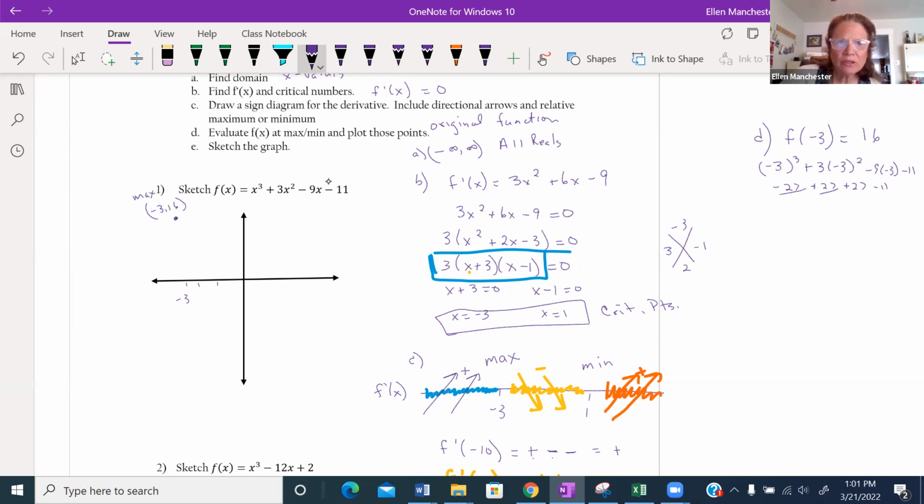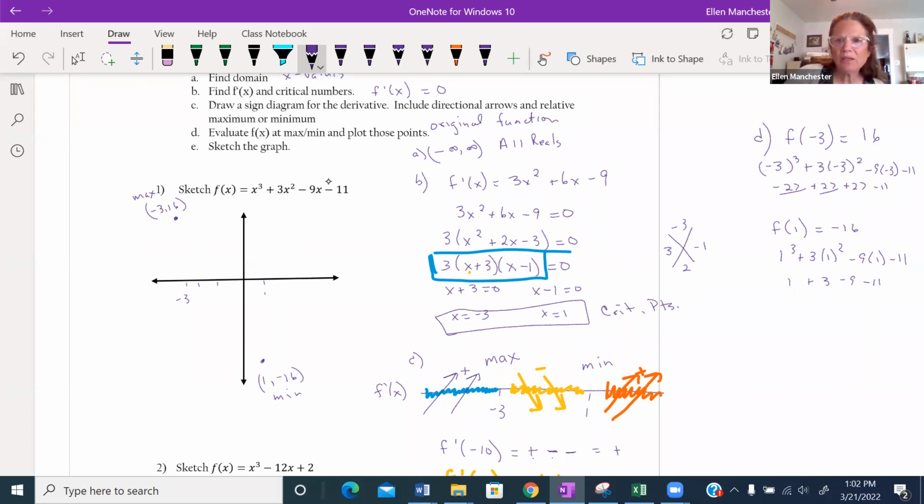Okay, so when you're doing this evaluation, remember you're evaluating at the original function, and we're evaluating only where there's a max and where there's a min. So I'm going to evaluate at 1. So I plug that 1 back into my original, always back into the original. So 1 plus 3 minus 9 minus 11, and I get -16. So at 1, I have a point down here at -16, and that is my relative minimum.